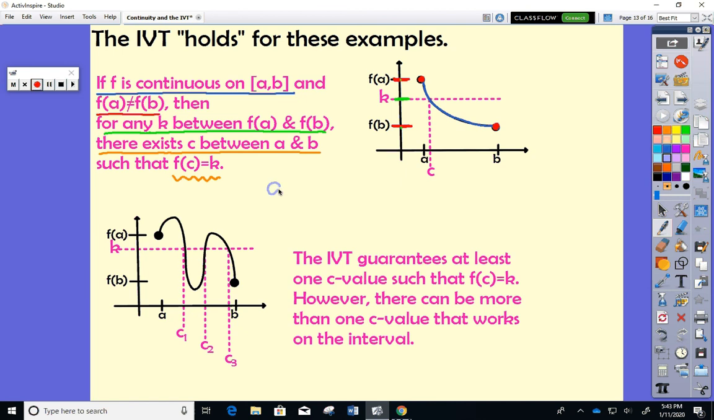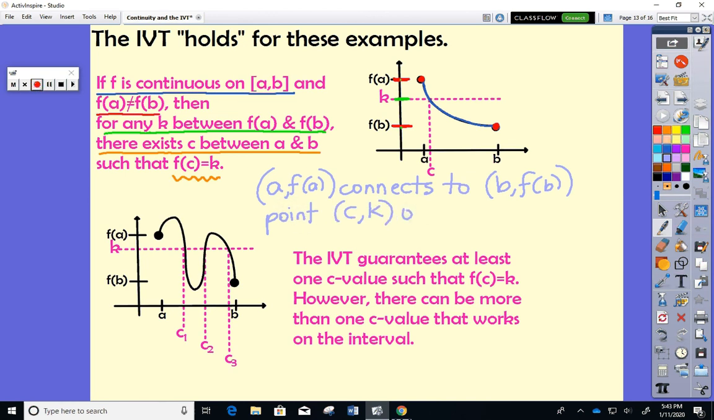you've got some point a, f of a. It is connected via the graph to some other point, b, f of b. If you can find a y value, which I'm calling k, between f of a and f of b, then I know that there is a point c, comma k on the graph between a, f of a and b, f of b, okay?